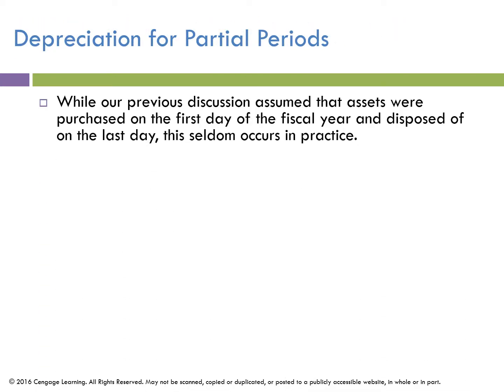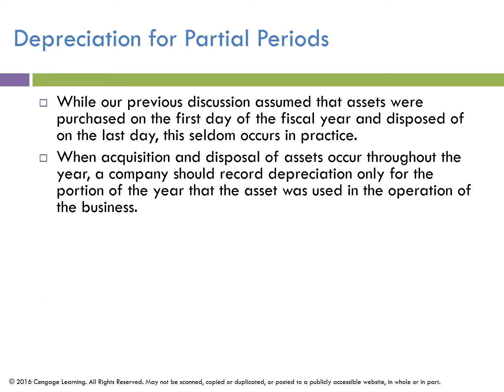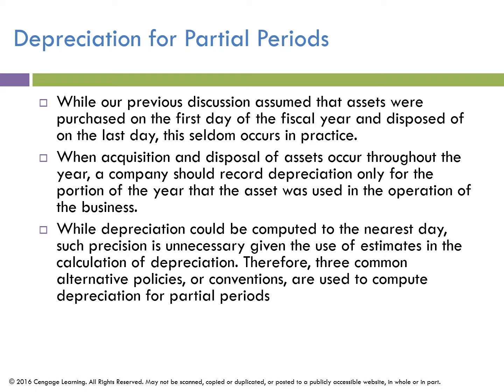Partial periods. What happens when we buy it during the first year, in maybe the middle of the year, the end of the year, it doesn't matter, but we don't buy it in January in the first few days, or we sell it during the year? Well, when acquisition and disposals occur throughout the year, we only record depreciation related to the portion of the year the asset was in operation. While depreciation could be computed to the nearest day, it's unnecessary. It's really immaterial.